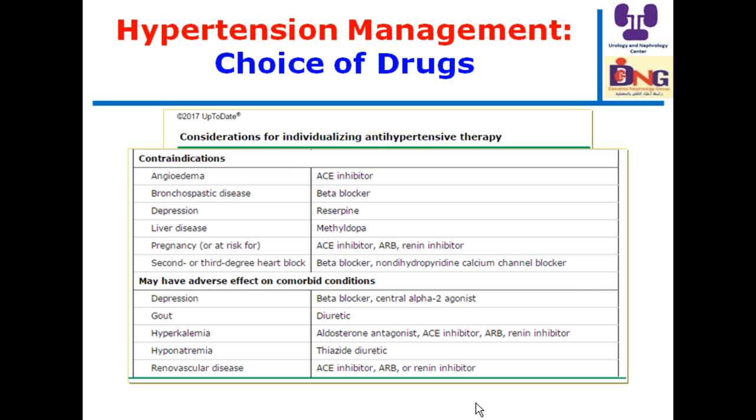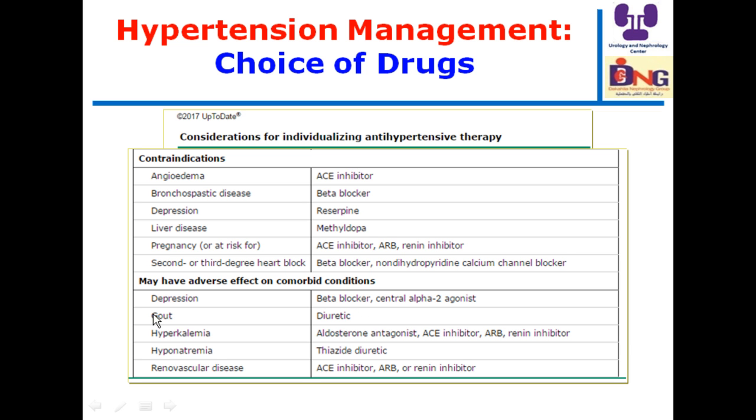These drugs are contraindicated in these situations: ACE inhibitors in the presence of angioedema, beta blockers in bronchospastic disease, methyldopa in liver disease, ACE inhibitors, ARBs or renin inhibitors in case of pregnancy, beta blockers and non-dihydropyridine calcium channel blockers in the presence of second or third degree heart block. Beta blockers have side effects in the presence of depression.